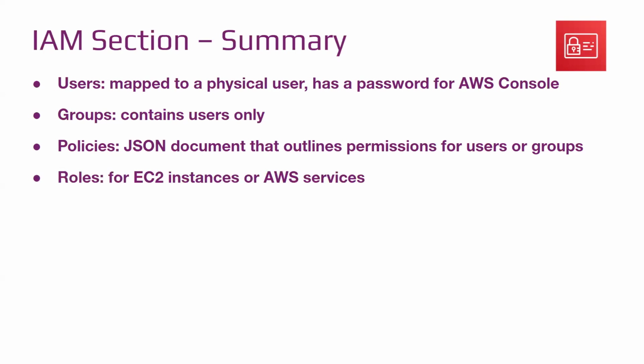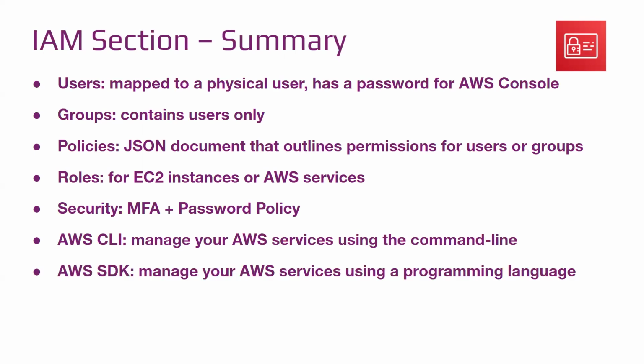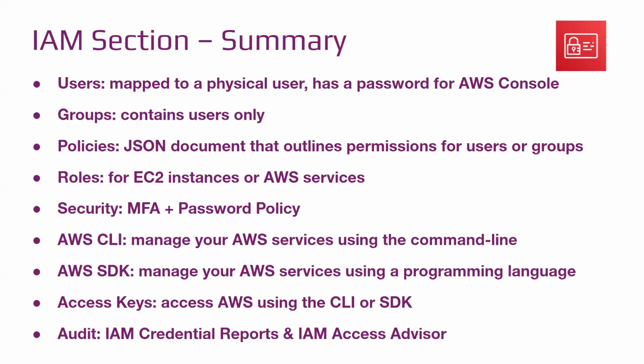Roles are for EC2 instances or other AWS services, and we can attach the role. A role contains the policies. Security is MFA plus password policy. AWS CLI manages your AWS services using the command line interface. SDKs, software development kits, connect programmatically. Access keys are used with CLI and SDK. You need to audit your credential reports regularly.